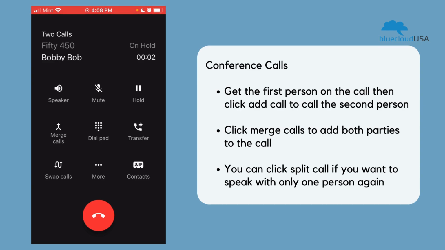The first caller is on hold. And when we're ready to have all three people together in the same conference room, we're going to press the merge calls button. Now everyone can talk to each other. When we're ready to end the conference, we can simply press the red button to end the conference quickly, or we can press the split call button and choose who we want to talk to.